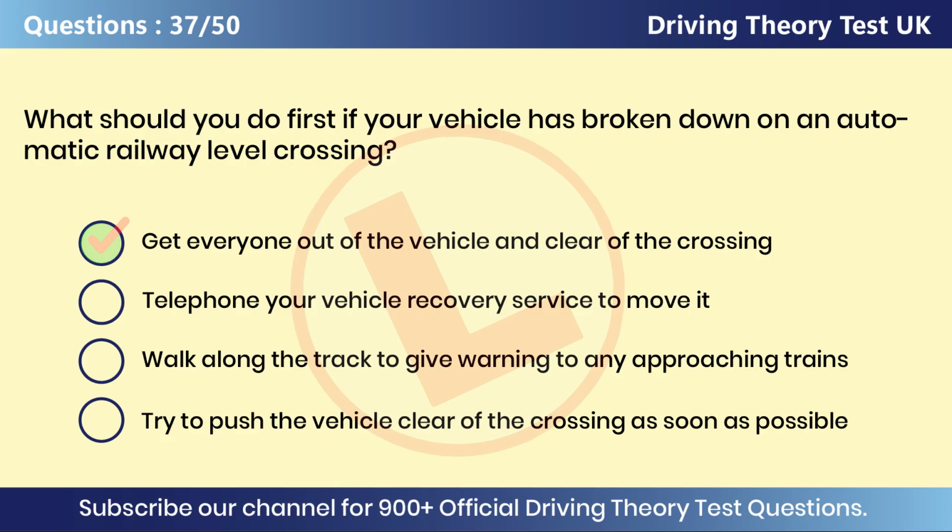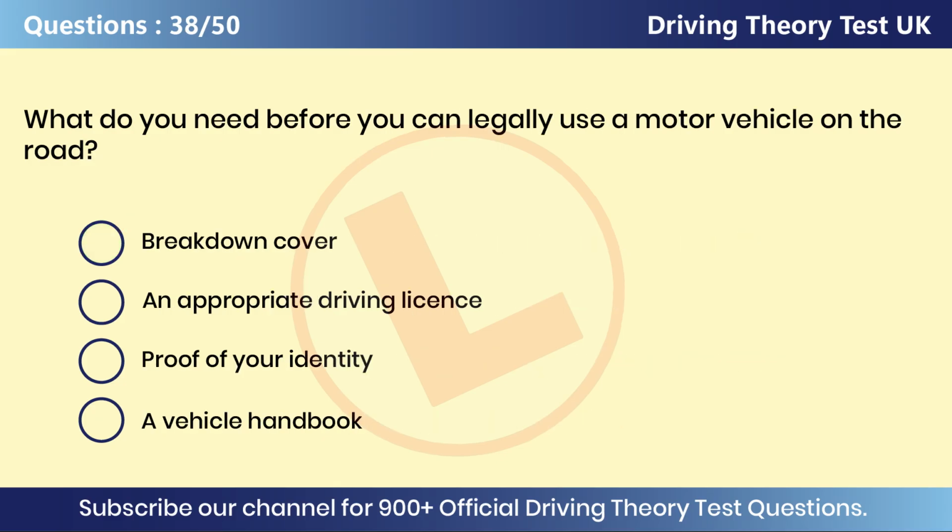A. Get everyone out of the vehicle and clear of the crossing. Question 38. What do you need before you can legally use a motor vehicle on the road? A. Breakdown cover. B. An appropriate driving license. C. Proof of your identity. D. A vehicle handbook.